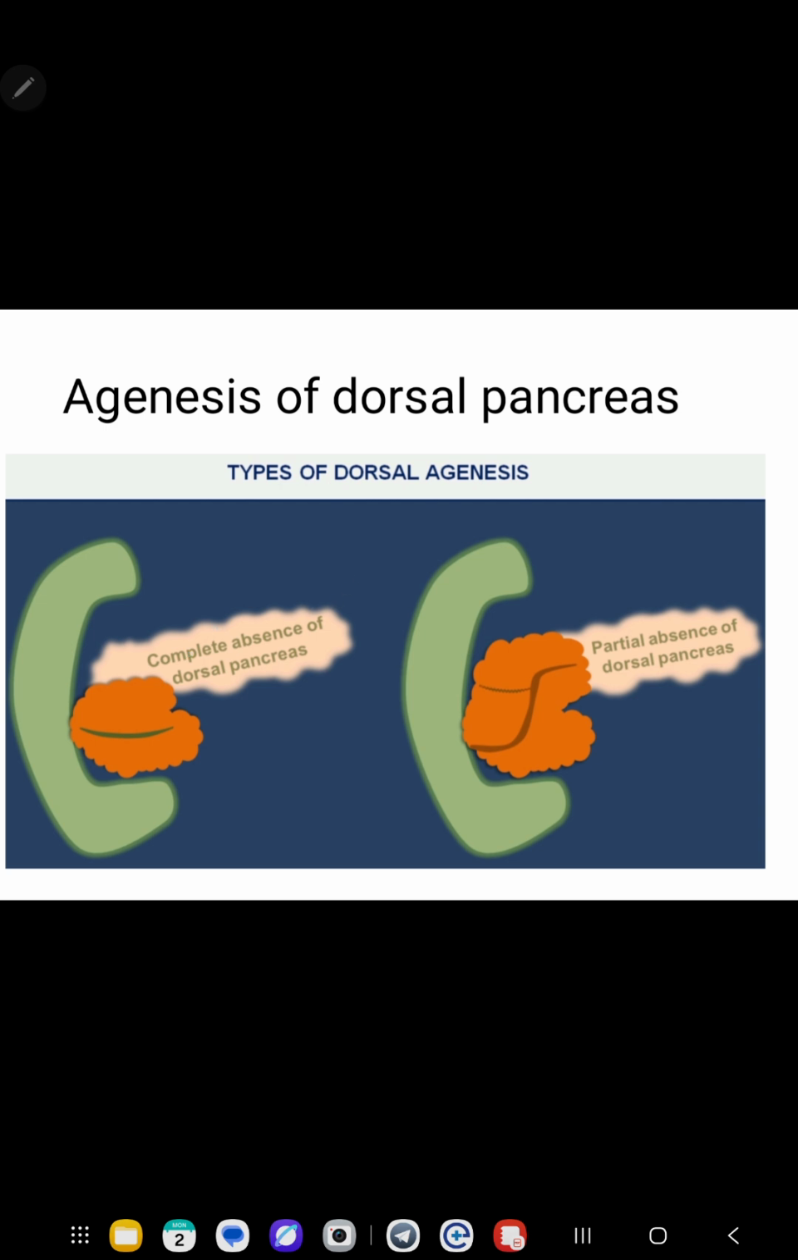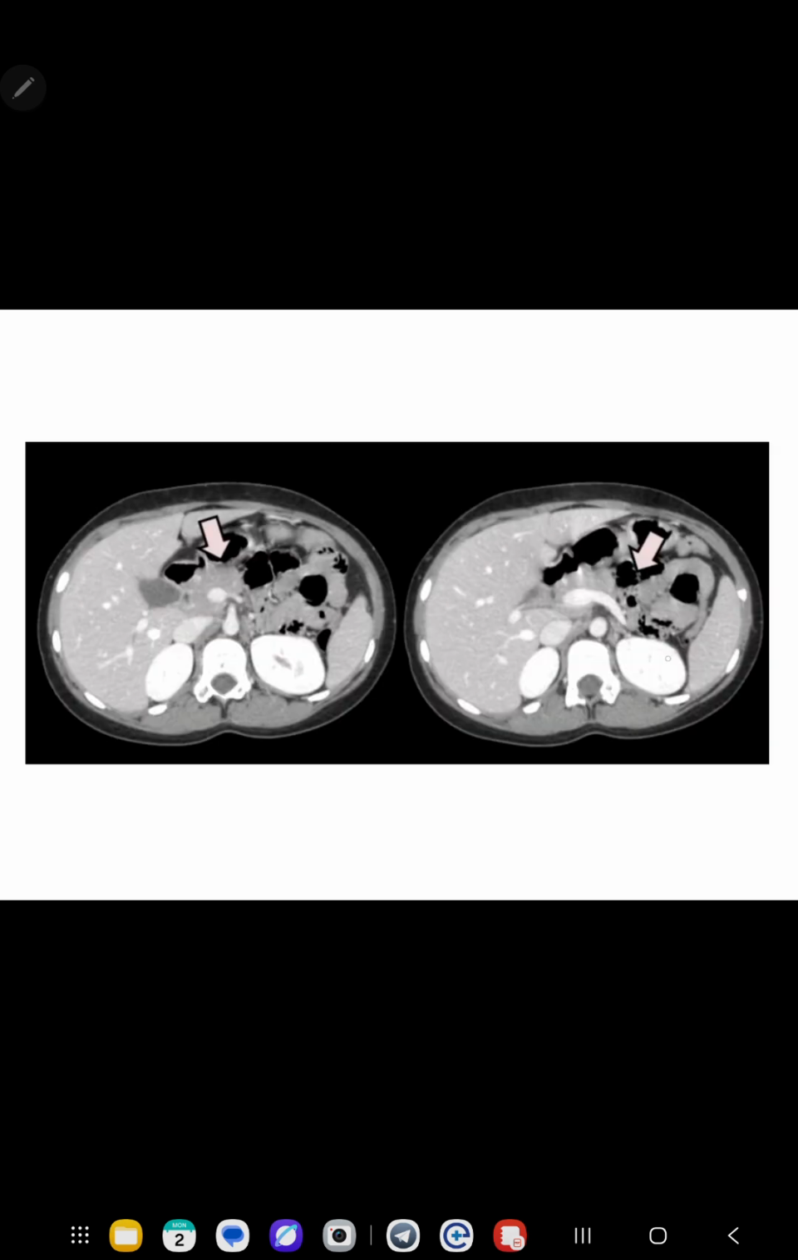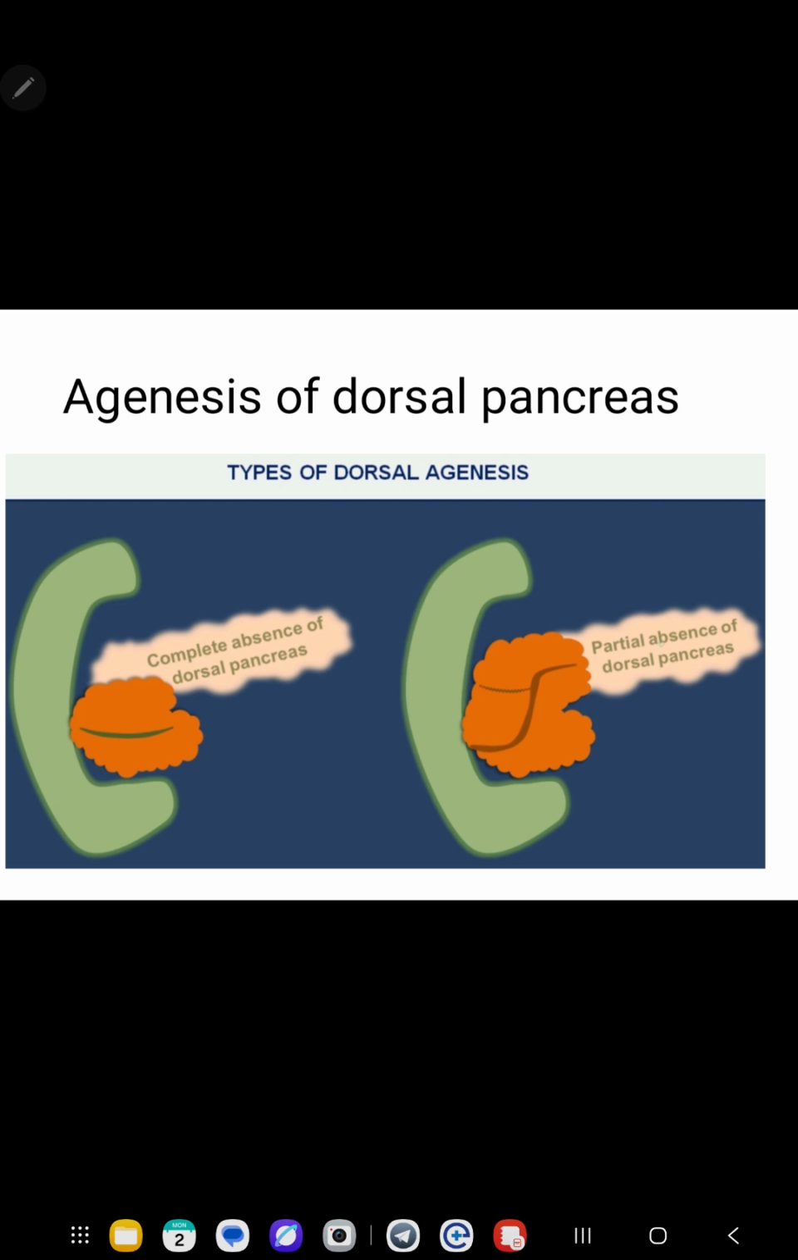Then agenesis of the dorsal pancreas means it could be partially or completely absent. The dorsal pancreatic tissue can be absent. As a result there can be compensatory hypertrophy of the rest of the pancreas. And in these people there can be hyperglycemia, because beta cells are mostly located in the dorsal pancreatic tissue, so it can lead to hyperglycemia.